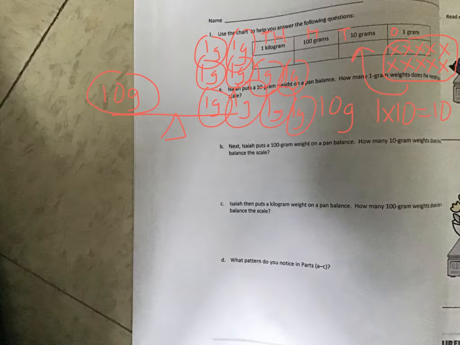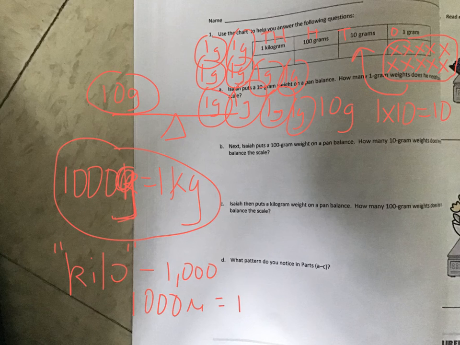But another thing we learned today in class was there are 1,000 grams in 1 kilogram. We learned that today as well. Because the word kilo by itself means 1,000. Just like there are 1,000 meters in a kilometer. Because kilo means 1,000.